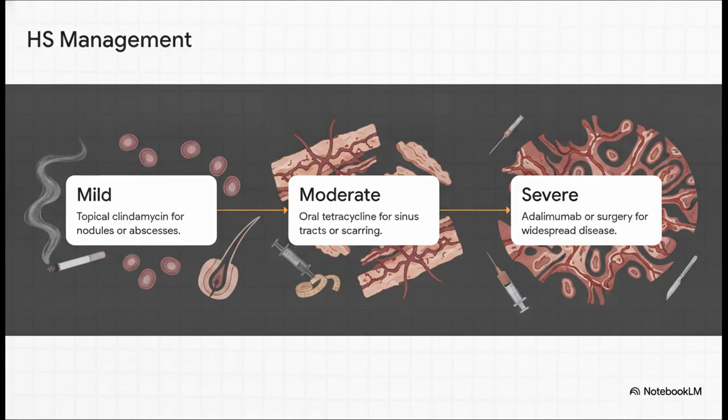Shifting gears to the intertriginous areas, the skin folds, we have hidradenitis suppurativa. This whole process is driven by follicular occlusion and rupture, and it's often linked to smoking and metabolic syndrome. For Step 2 CK, you need to step up your management based strictly on severity. For mild disease with just a few isolated nodules or abscesses, you go with topical clindamycin. If it progresses to moderate disease, meaning you're seeing sinus tracts and scarring, you escalate to oral tetracyclines. And for severe, widespread disease, that's when you're reaching for TNF-alpha inhibitors like adalimumab, or you're opting for surgical excision.